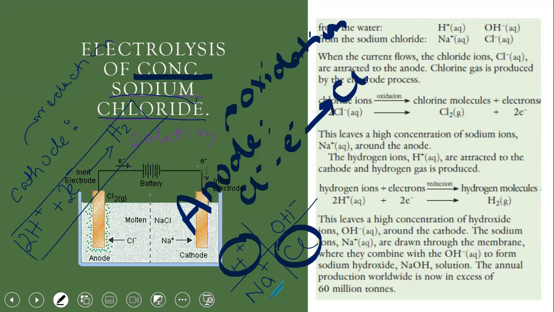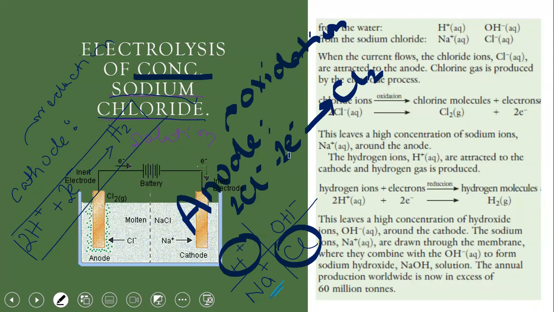Now we need to balance. What's the formula for chlorine gas? Chlorine gas is Cl2. Yes, correct. So how many ions do I need? 2. Correct. And how many electrons do I need? 2. Okay. I need to make one more change. Can you tell me what other change I need to make?